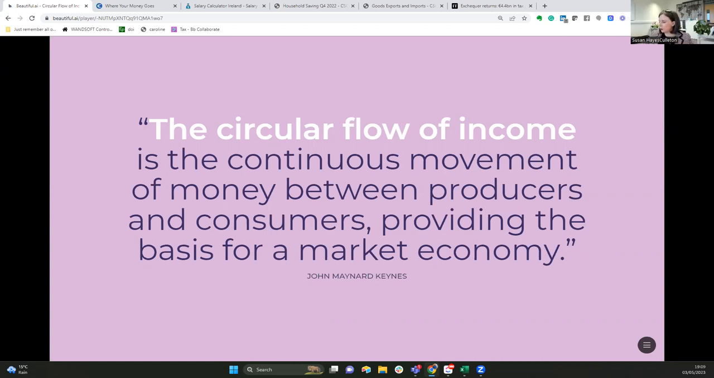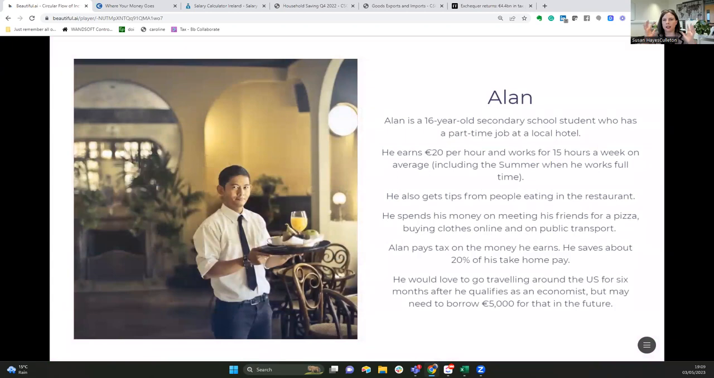Okay. Now that we have that all squared up, here is the case study that I want to work with, because I think when it comes to the circular flow of income, it's really important to understand how all of this really affects me, right? Me, and in this case, you.